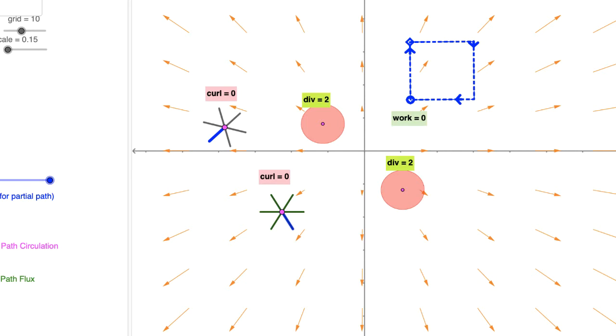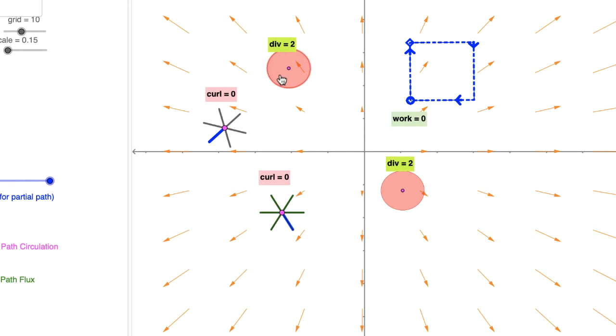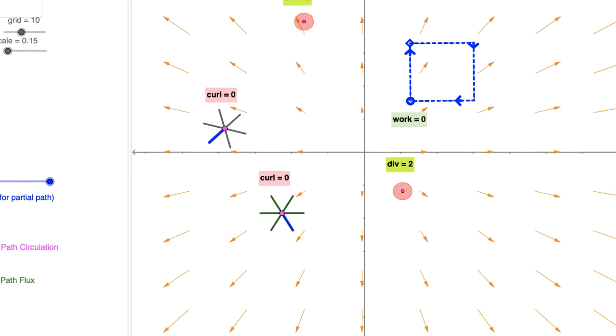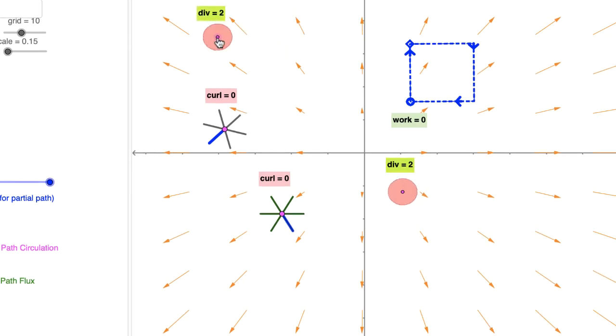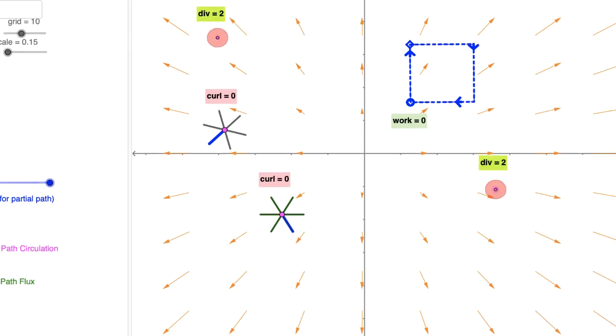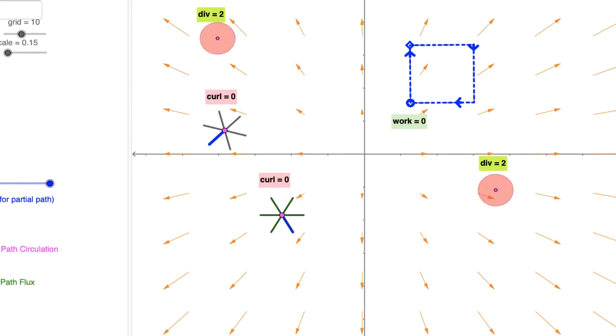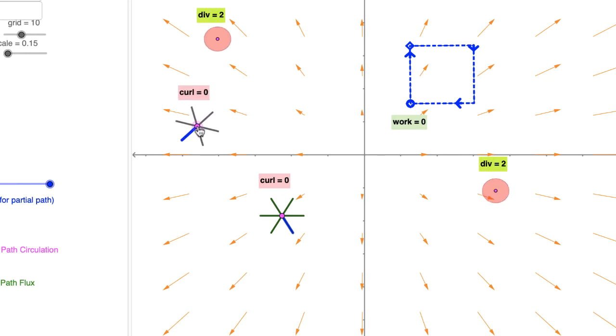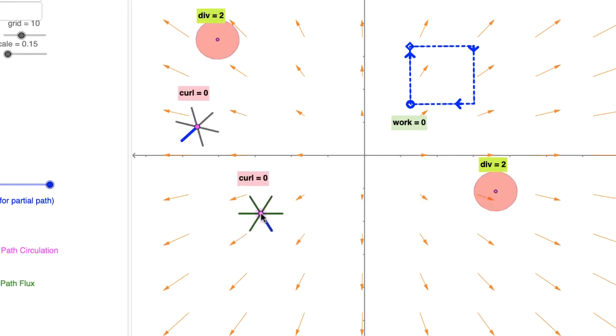The divergence being 2 means that at each point there's some sort of creation of fluid. If you put a small region here, there's a positive flux going through this region. So you think of each point as being a source of fluid. On the other hand, the fact that the curl is 0 means that in this fluid, if you put tiny paddle wheels in space, they won't move because there's no net rotation of the fluid.